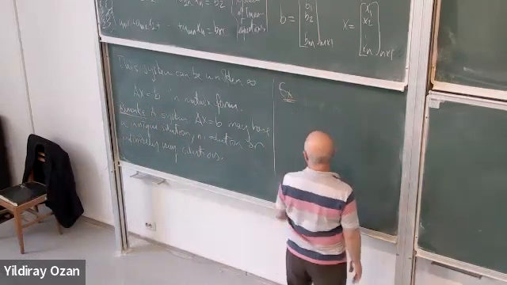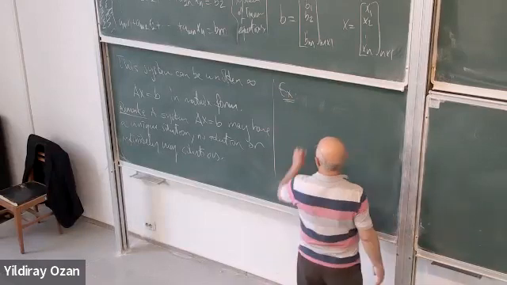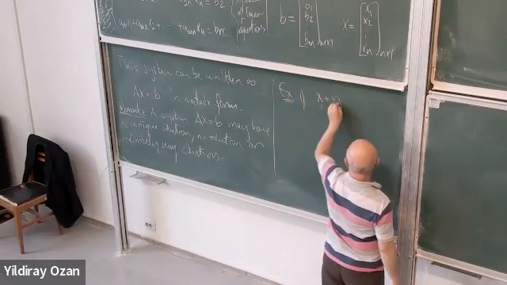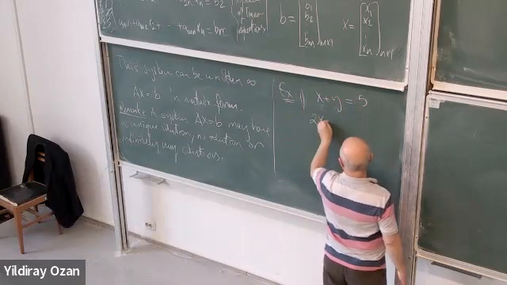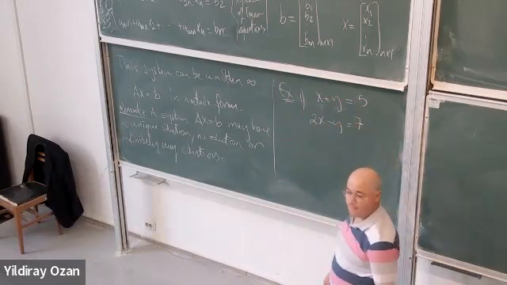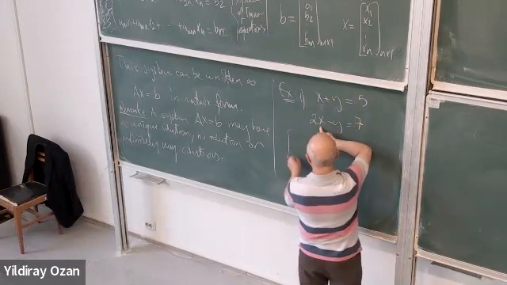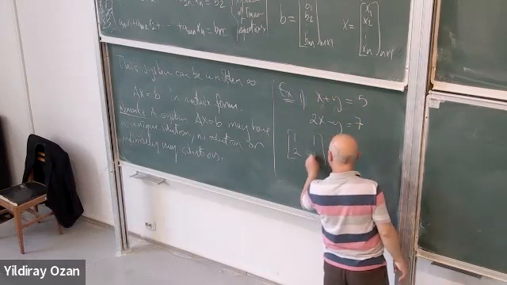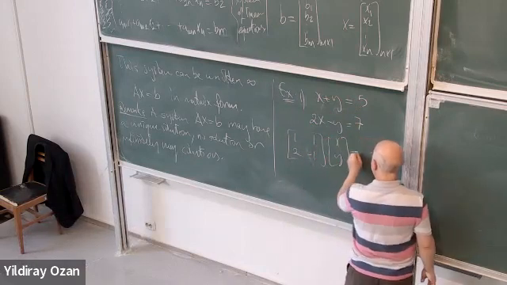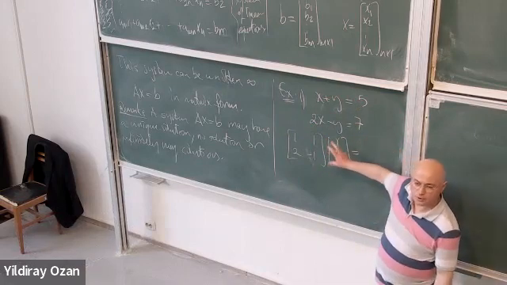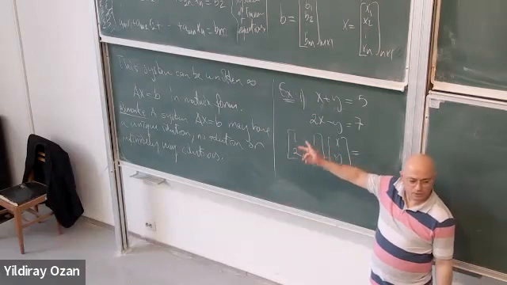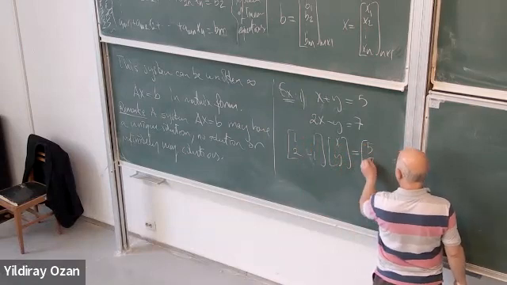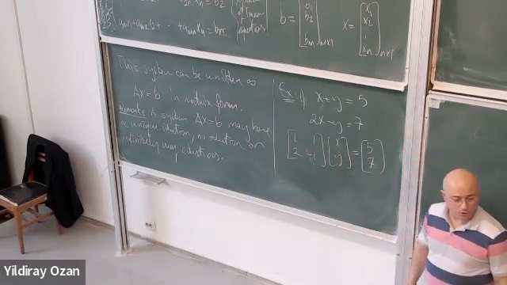For example, let's consider this system. Let's say x plus y equals 5, 2x minus y equals 7. So this in matrix form is what? This is 1, 1, 2, minus 1, and then here I have x, y. Let me just use x, y instead of x1, x2, since I have only two variables. It's easier. And then we have 5, 7. So in matrix form, this is our equation.